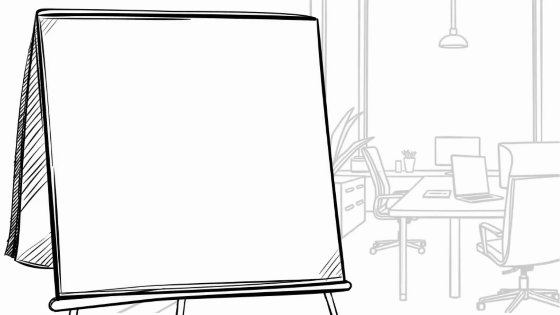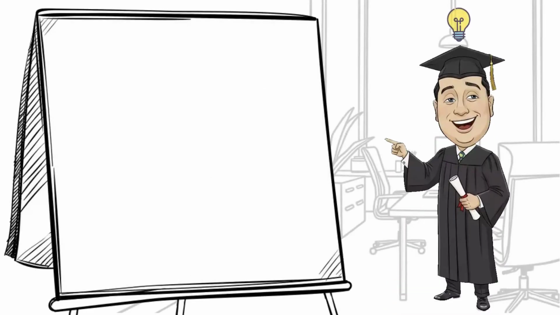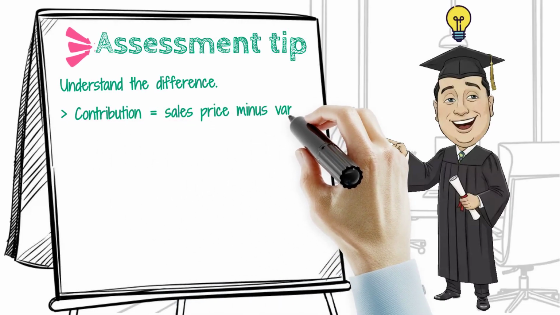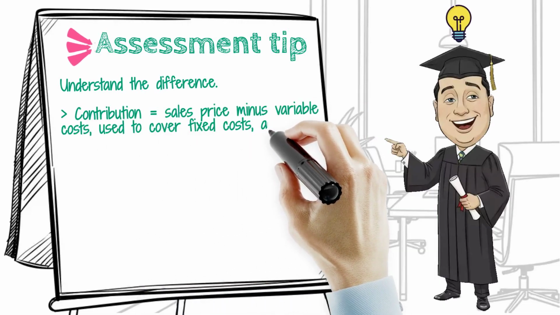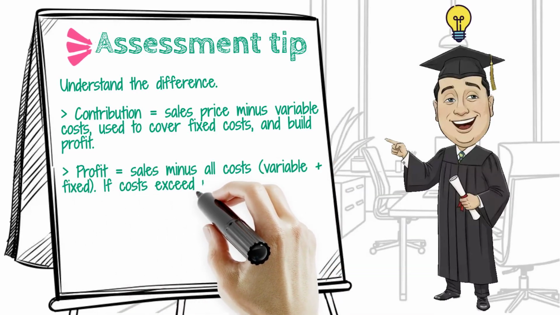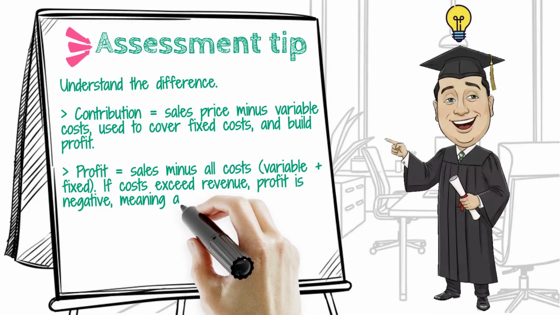Assessment tip: understand the difference. Contribution equals sales price minus variable costs, used to cover fixed costs and build profit. Profit equals sales minus all costs, variable plus fixed. If costs exceed revenue, profit is negative, meaning a loss.